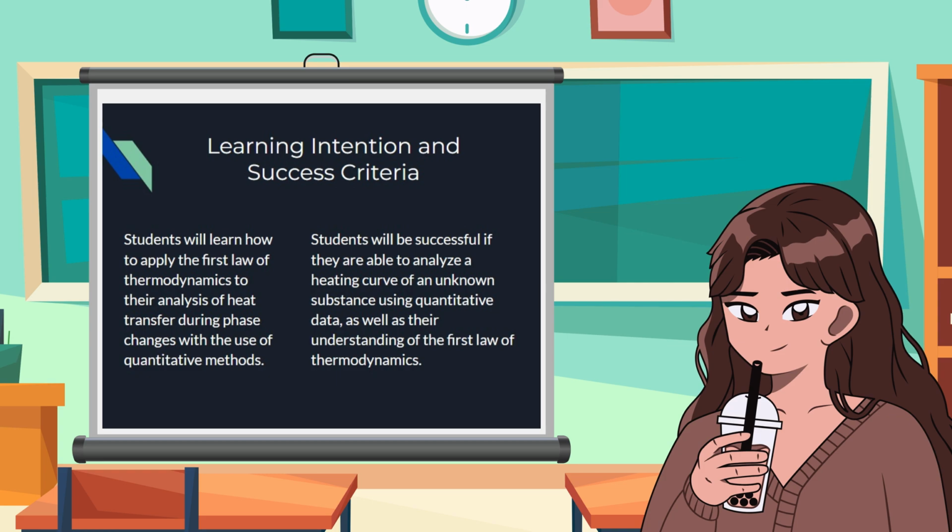Today's learning intention and success criteria. Students will learn how to apply the first law of thermodynamics to their analysis of heat transfer during phase changes with the use of quantitative methods. Students will be successful if they're able to analyze a heating curve of an unknown substance using quantitative data as well as their understanding of the first law of thermodynamics.